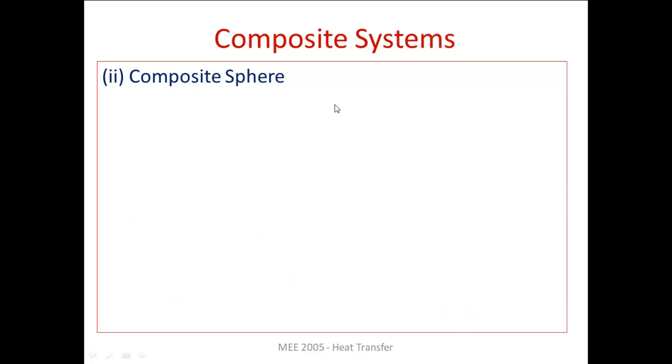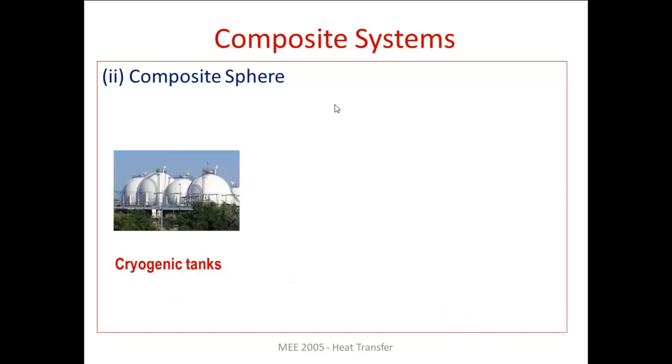Let us get into the composite sphere. Consider a cryogenic tank. This is a spherical tank which is going to store liquids at very low temperature, something around minus 150 degrees. Temperature less than minus 150 degrees, we call it cryogenic. Especially for space applications, we carry liquid oxygen and liquid hydrogen. These liquids will be stored at very low temperature.